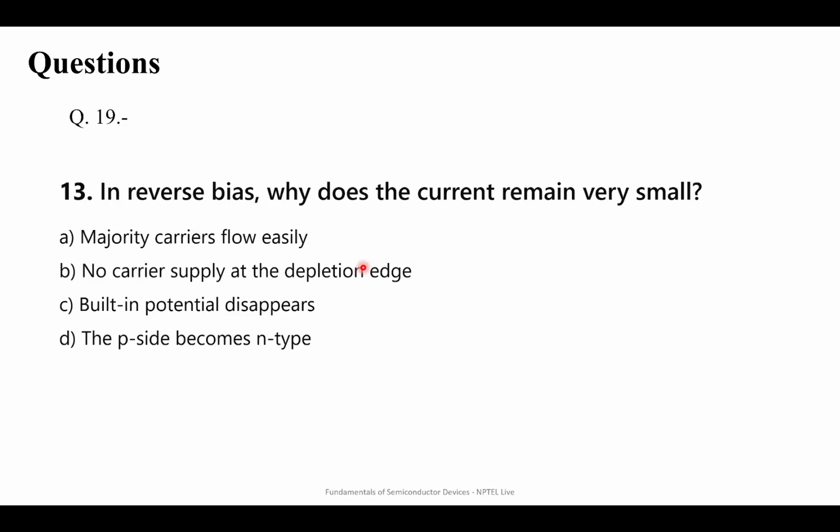In reverse bias, why does the current remain very small? Majority carriers flow easily, no carrier supply at the depletion edge, built-in potential disappears, or the P side becomes N type?